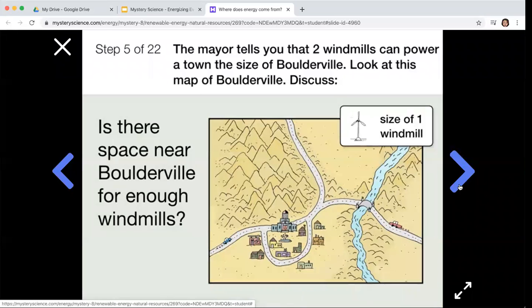So here, is there space near Boulderville enough for windmills? Okay, so here's Boulderville. You see all these mountains here. It says 2 windmills can power a town the size of Boulderville. Could you fit 2 of these in their town? Think about it.